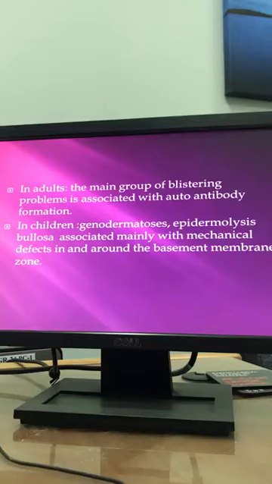flaccid vesicles or erosions, then you have to think about infections first. The most common infection could be herpes simplex, could be varicella or chickenpox. This neonate might have been infected while in utero, or while passing through the uterus and vaginal canal. So he might have this from his mother. So think about infections first.